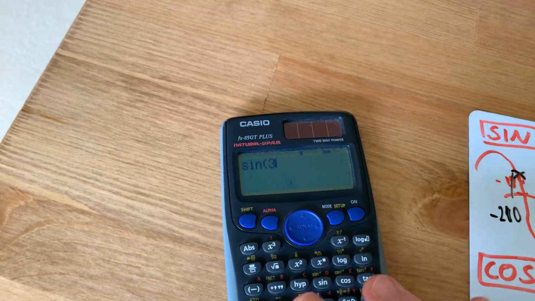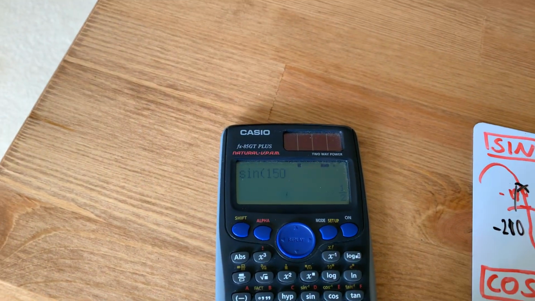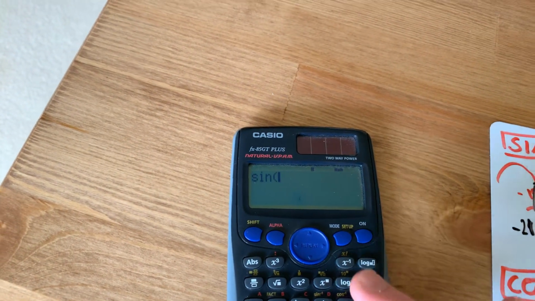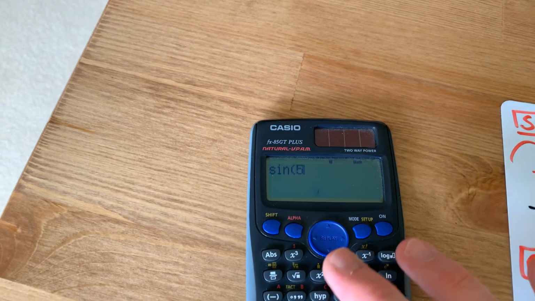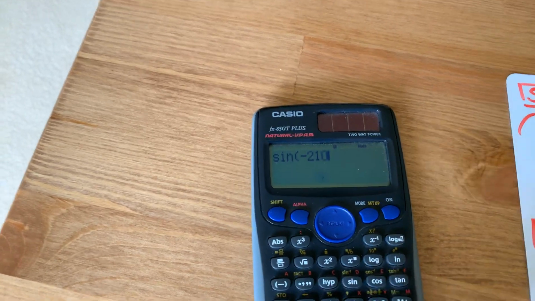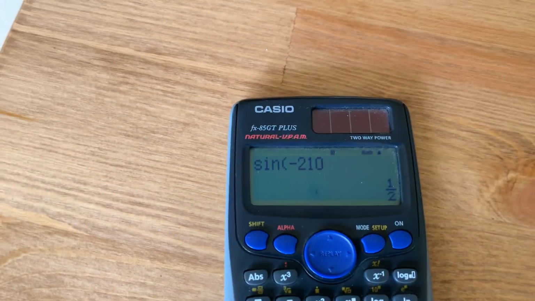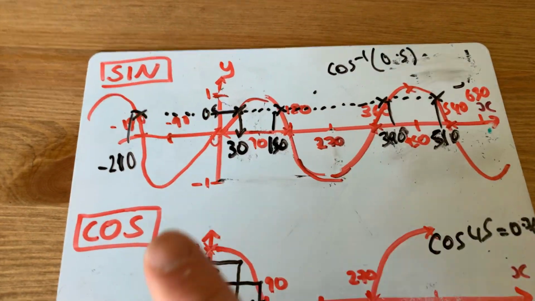If we do sin 30, we're expecting it to be a half, which it is. If we do sin 150, it's a half, which is good. Sin, I think we said 390, a half. Sin 510, a half. And the one which is maybe a little bit harder, sin minus 210, still a half. So guys, it's really important that we understand that these functions are not infinite, and therefore that there is going to be more than one solution.